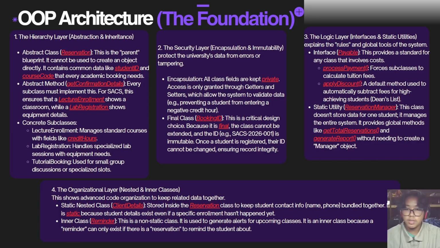And lastly, the organization layer. This is nested and inner class. We have two: static nested class and inner class. Static nested class is stored inside the reservation. Inner class, that is a member. This is a non-static class. This is used to generate alerts for upcoming classes. That is all for me. We continue with my friend.